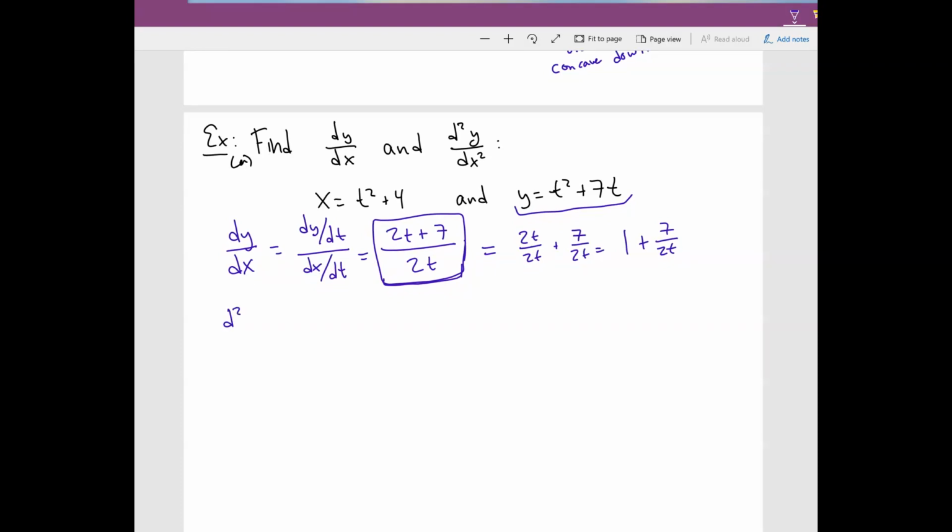And then you're going to take the second derivative of this. Basically the formula is taking the derivative with respect to t of the first derivative and then dividing it by dx over dt.